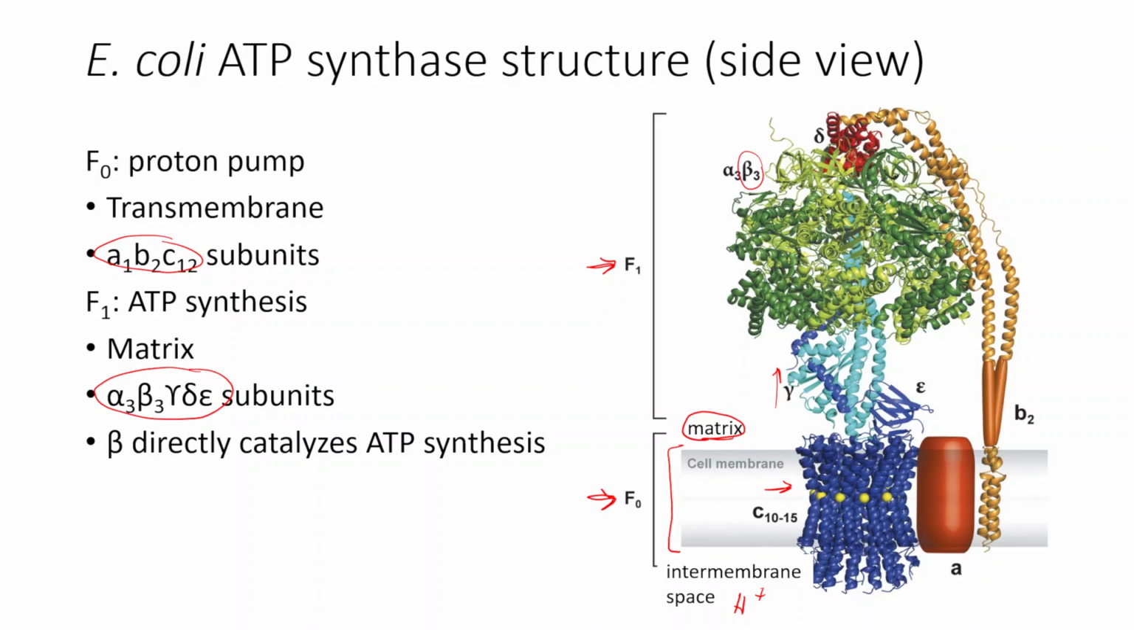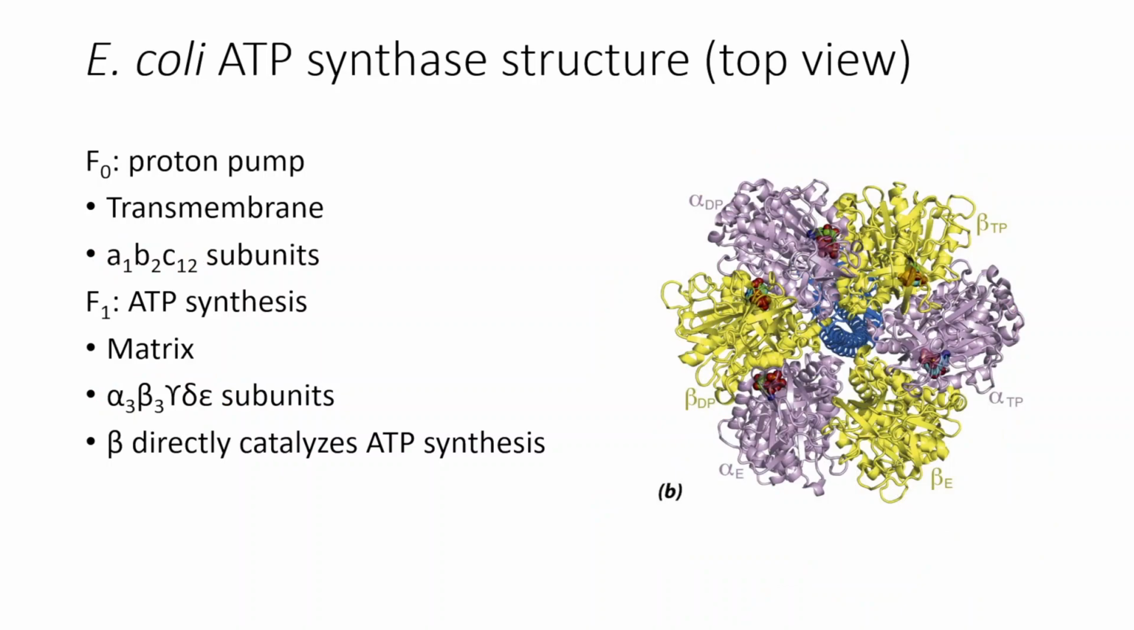All right, so this is our side view. So keep that in mind as we flip it over and take that top view. So from this top view, it's a lot easier to see the arrangement of the alpha and the beta subunits, which are alternating. So there are 3 alphas and 3 betas, which I'll show in a different color.